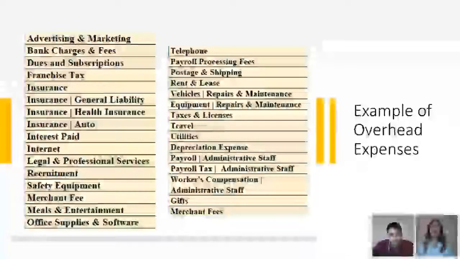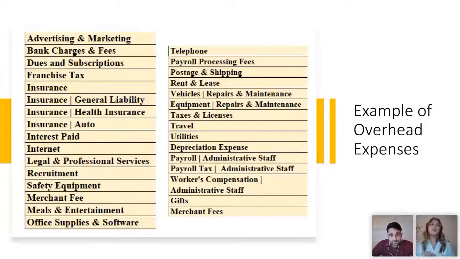A lot of these costs, here are some examples: insurance, recruitment, merchant fees, workers' comp for your administrative staff, taxes and licenses. All of these line items in a typical landscape company, I'm going to give you a range, make up around 20 to 30% of your revenue. So it's a big chunk of your revenue, and it's important to keep track of every single one of these line items because they do add up, like I said.